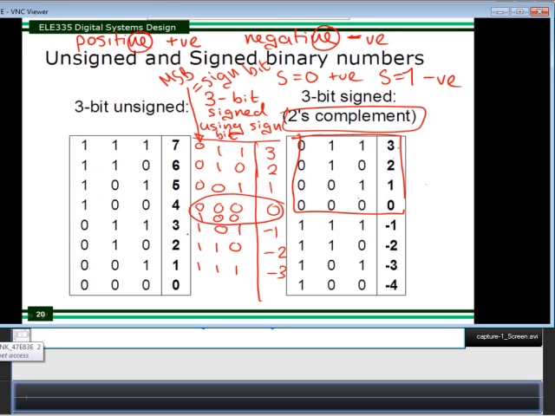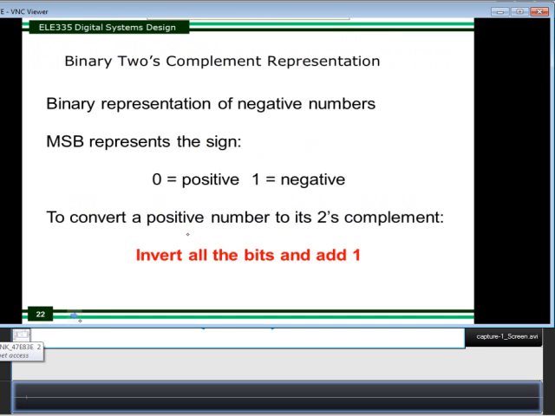So, I'm going to, I've still got a few minutes, so we should be able to finish 2's complement.